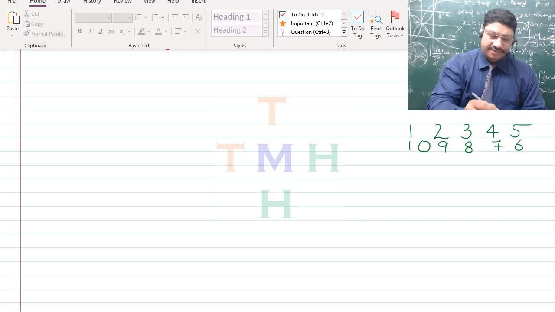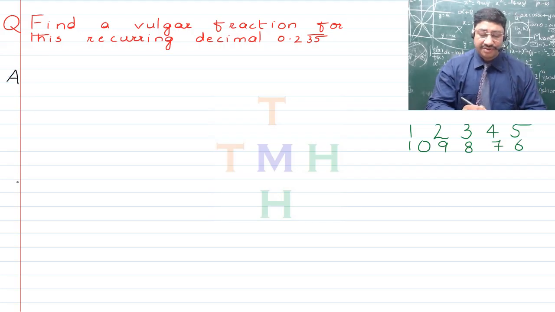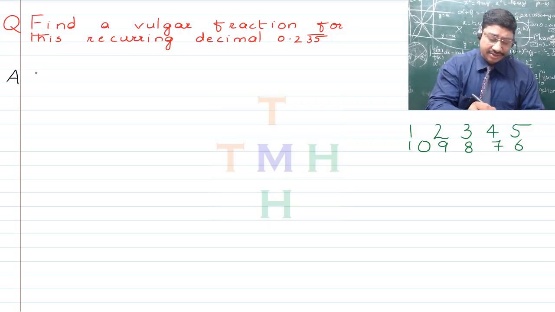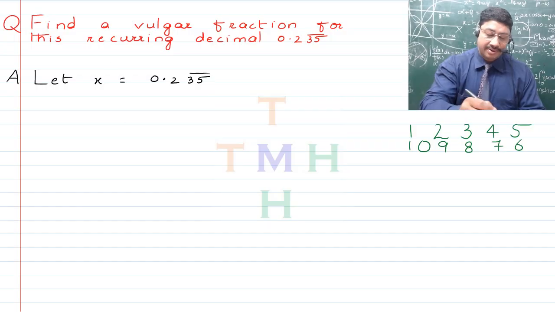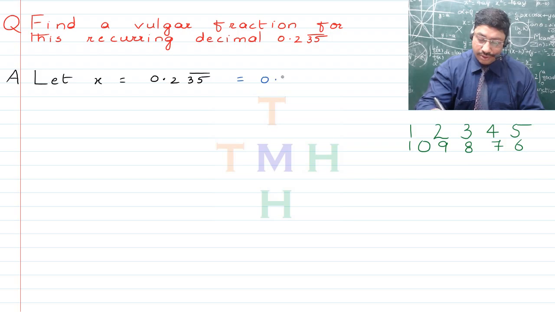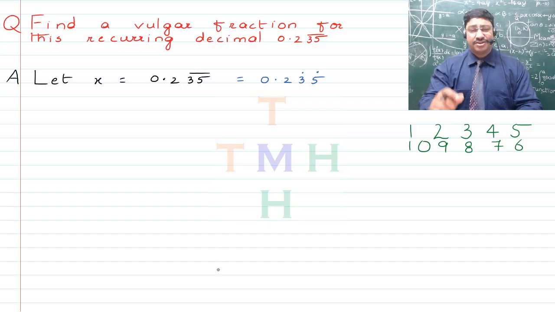So the first thing, children, that we can do here is assume that this number, which is a recurring decimal which has to be converted to a vulgar fraction, is some x. So let x be equal to 0.235, and then we have a prime. Remember, this can also be written something like this. That is, this can be written as 0.235, and on 3 you have a dot, and on 5 also you have a dot, which shows that these are the two digits which will keep coming again and again and again. This is another way of representing recurring decimals.